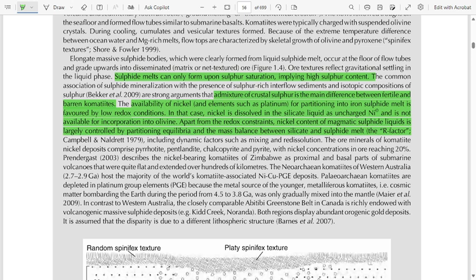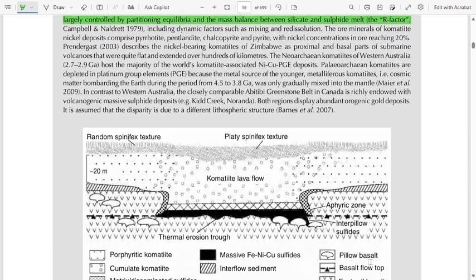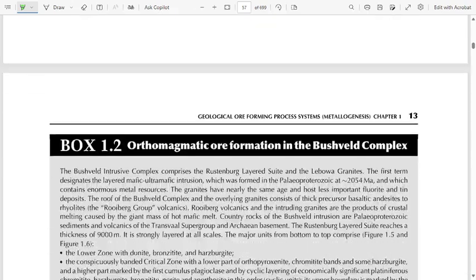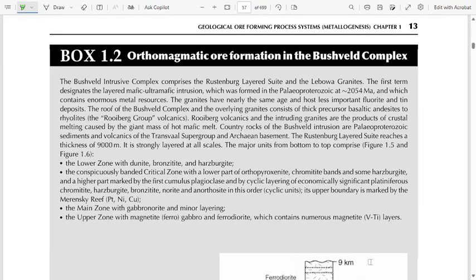Meyer et al. 2009. In contrast to Western Australia, the closely comparable Abitibi Greenstone Belt in Canada is richly endowed with volcanogenic massive sulfide deposits, like Kidd Creek and Noranda. Both regions display abundant orogenic gold deposits. It is assumed that the disparity is due to different lithospheric structures. Barnes et al. 2007. The figure shows random spinifex texture, platy spinifex texture, komatiite lava flow, thermal erosion trough, and interpillow sulfides.